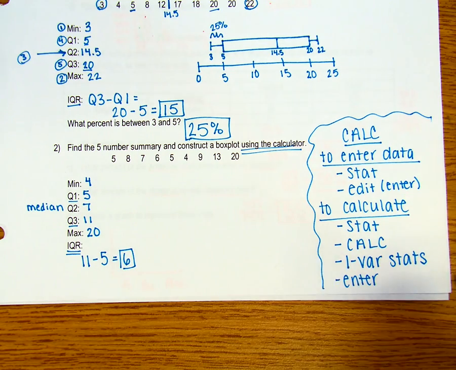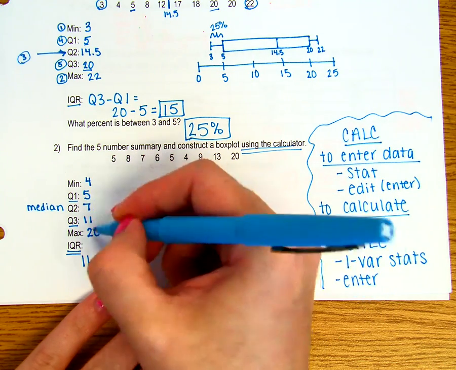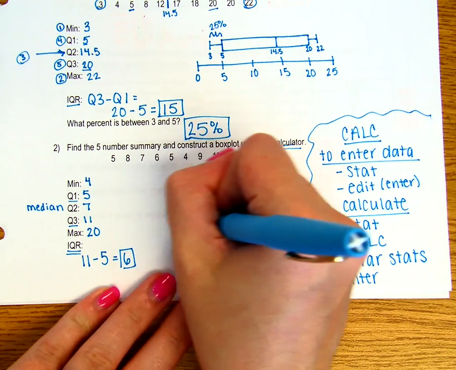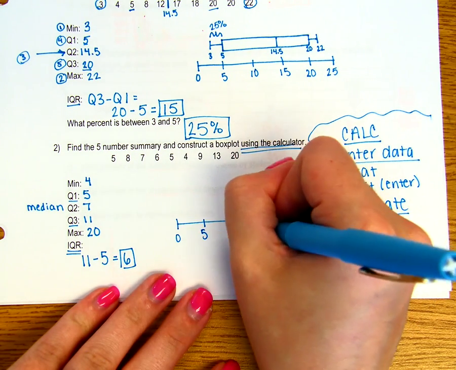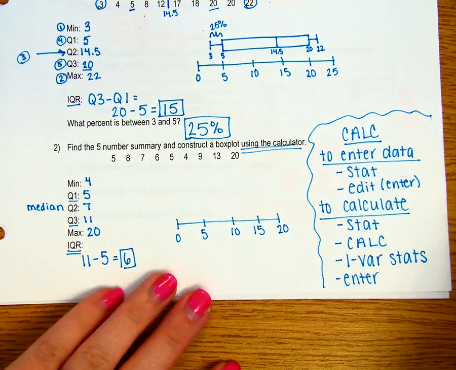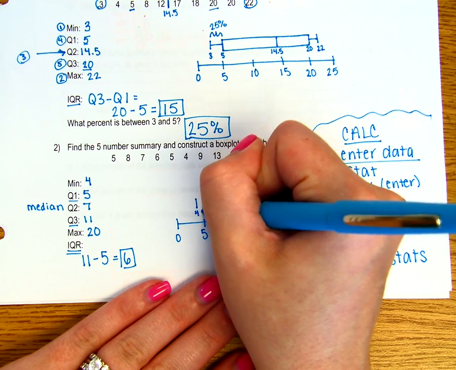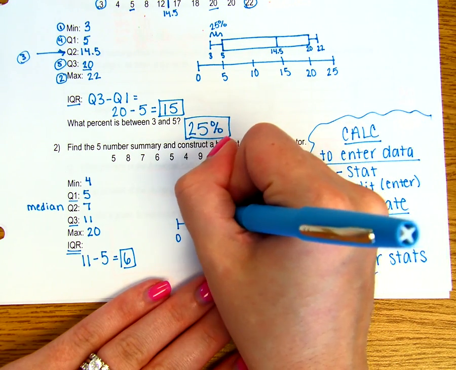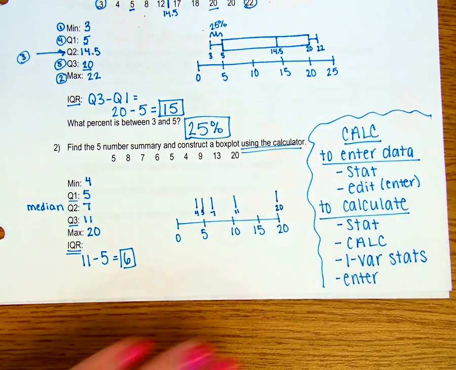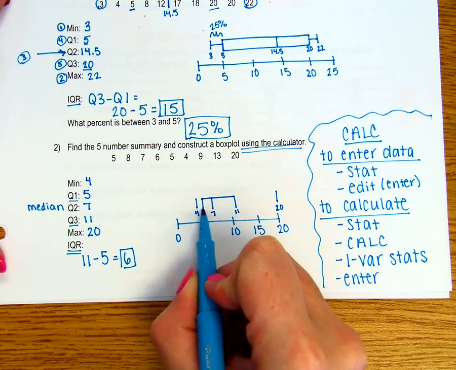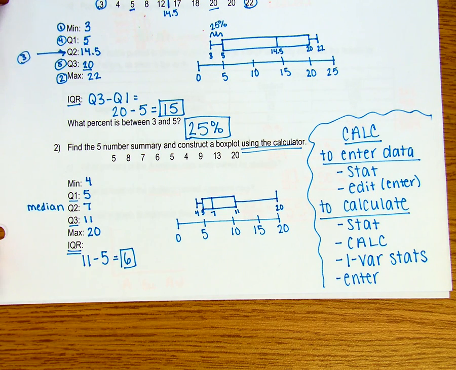So now we have our 5-number summary. So now we have to construct our box plot. So our smallest number is a 4 and our largest number is 20. So on our number line, we can go from 0 to 20. And we're going to make our 5 lines. First one's at 4. Next one's at 5. Then we have 7, 11, and 20. So we're going to connect the 3 in the middle and then to the sides. And there's our box and whisker plot.